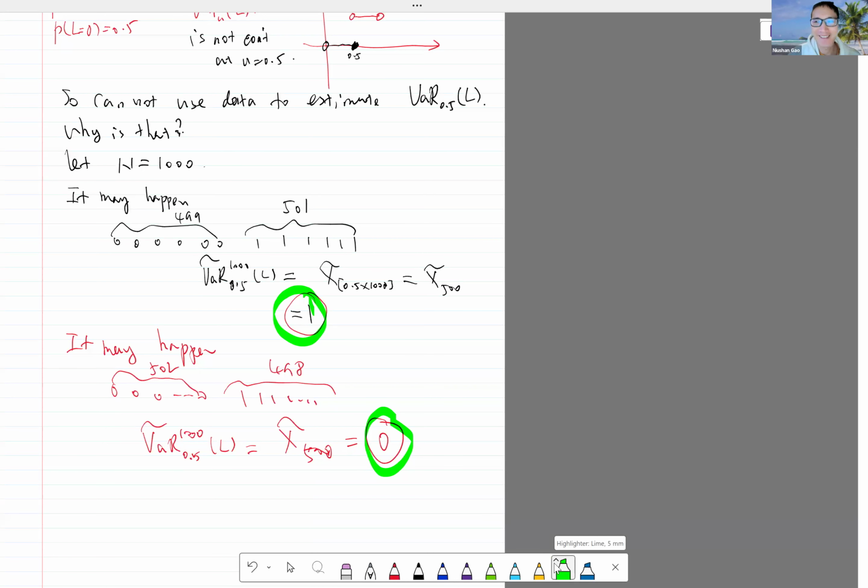Because it's an average, right? For x bar at 0.5, it's the average of the last 500, maybe 501. The large numbers do the averaging. If you have one more 0 or one less 0, it does not matter. It doesn't change the value of the estimate a lot. But for value at risk, it's really jumping between two numbers. So it could be a huge problem.